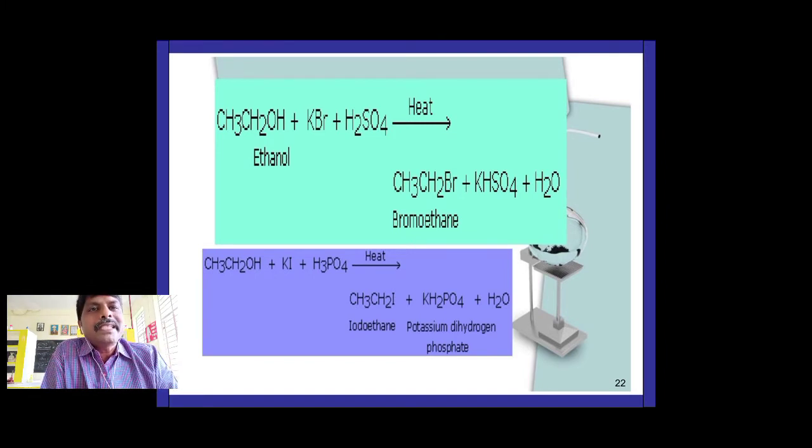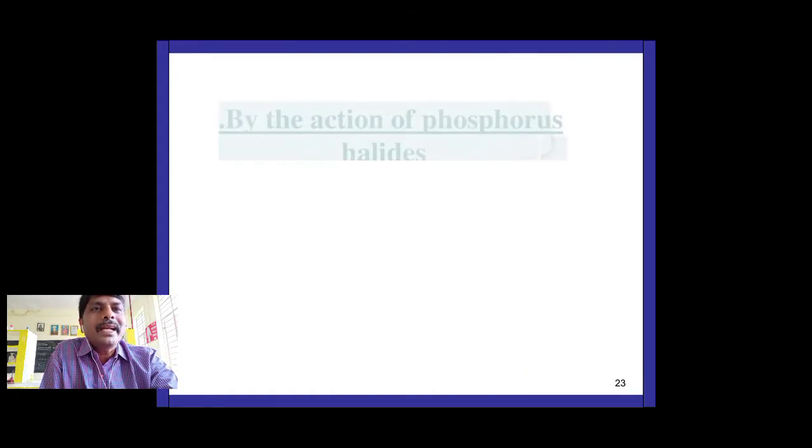It is from the second method. Alcohol reacts with KBr or NaBr plus H2SO4. Finally, this KBr and H2SO4 will generate HBr. Ethanol reacts with HBr. What is the product? Bromoethane. Like this you can take KI and H3PO4. You can get iodoethane. You have to remember in this reaction you are using H3PO4, phosphoric acid.